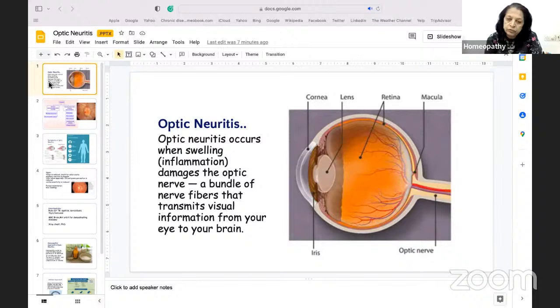And what is the function of the optic nerve? The function of the optic nerve is visual acuity, that means what is vision. And second is color vision and the form of the object. That is about the function of the optic nerve.